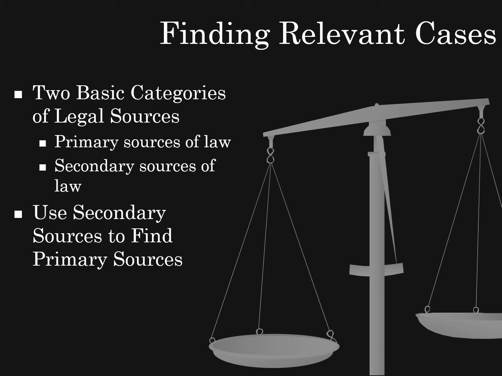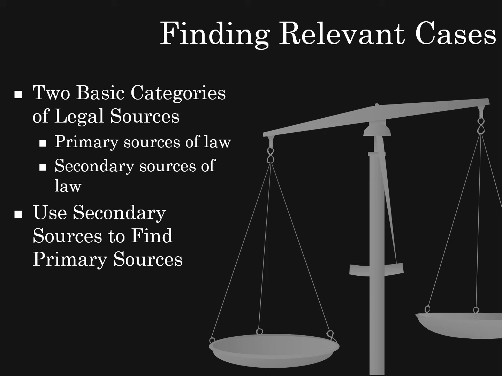We talked about this maybe in chapter 4. There are 2 basic types of legal resources. You've got your primary sources of law: our Constitution, our statutes, our cases, and our administrative rules and regs. And then you have secondary sources of law that explain that primary source of law.